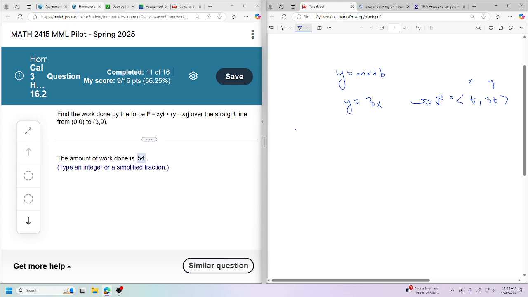Because we're going to do the F dot dR thing, I'm going to go ahead and find the R prime. So 1 and 3, easy. The rest is just super easy stuff here. I got x times y, so I would have t times 3t, and then times the derivative, which is a 1 right there, plus y minus x times the derivative, dt from 0 to 3. Exactly. If x is equal to t, then it's going to be 0 to 3. Very good. Desmos.